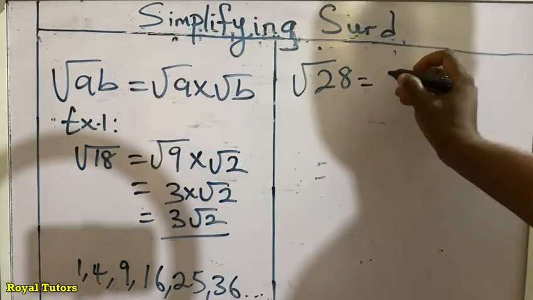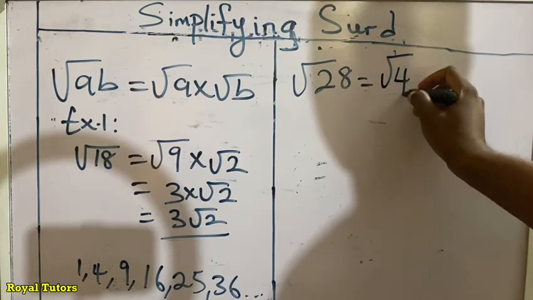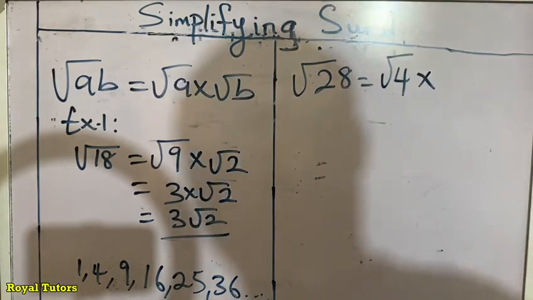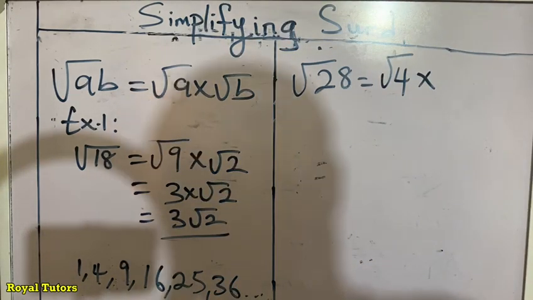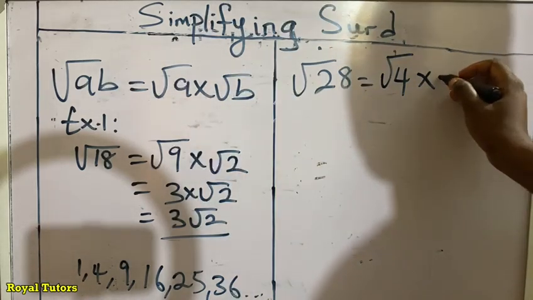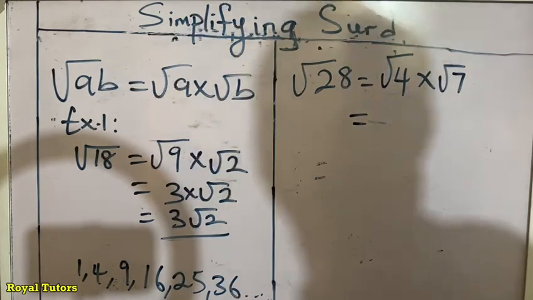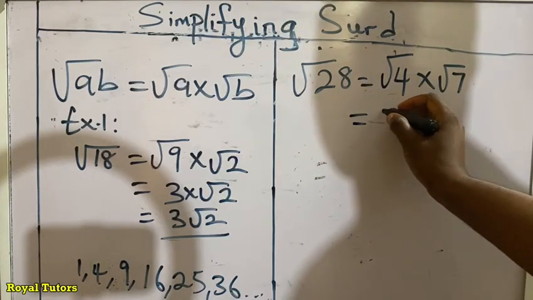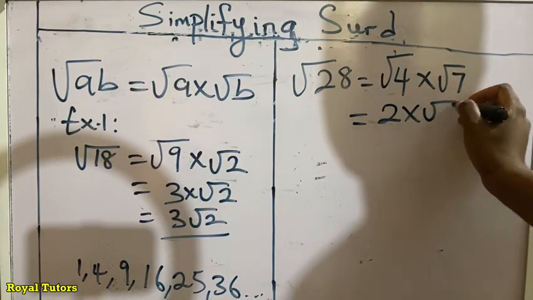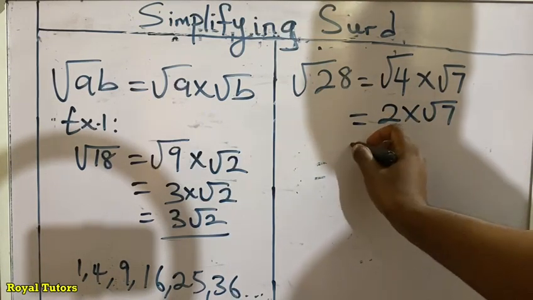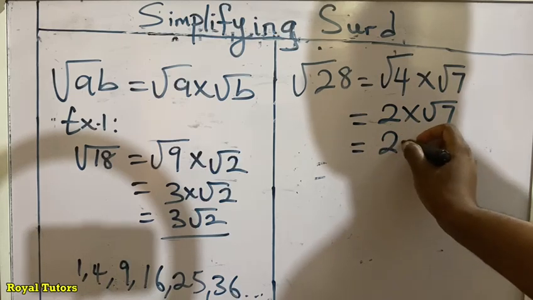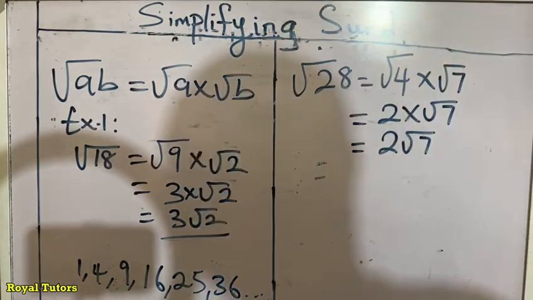So we have root 4 multiplied by, what are we going to multiply 4 with to give us 28? That would be root 4 multiplied by root 7. At this point, what is your root 4? Your root 4 is 2 multiplied by root 7, and 2 multiplied by root 7 will give you 2 root 7. It's as simple as that.